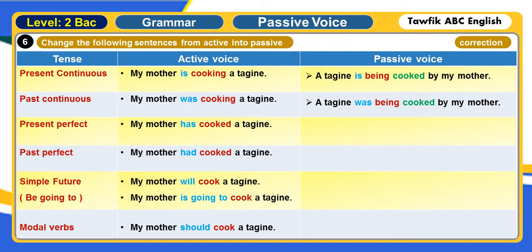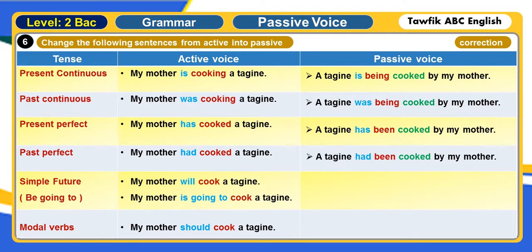Number 3, present perfect. My mother has cooked a tagine, so a tagine has been cooked by my mother. The same thing for past perfect. We say a tagine had been cooked by my mother. Simple future. My mother will cook a tagine, so a tagine will be cooked by my mother.